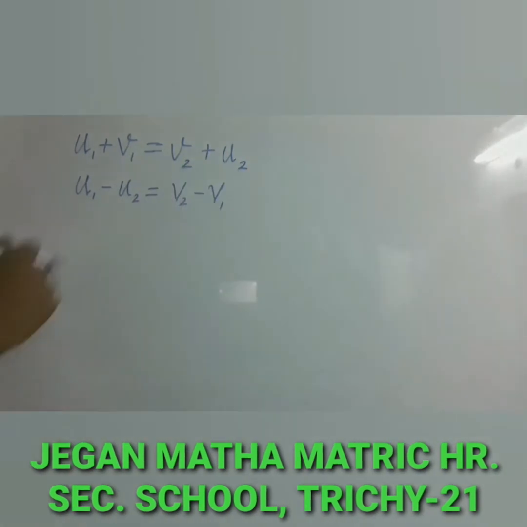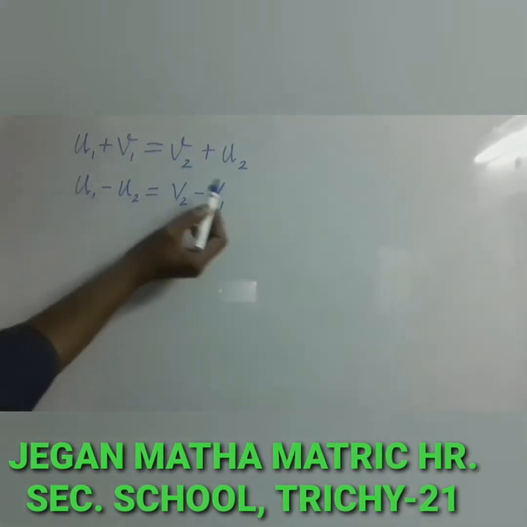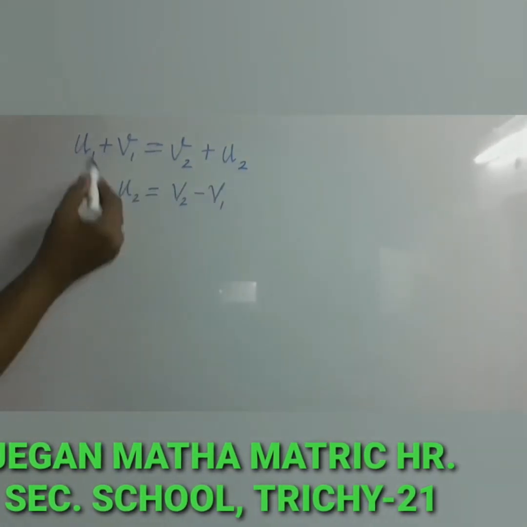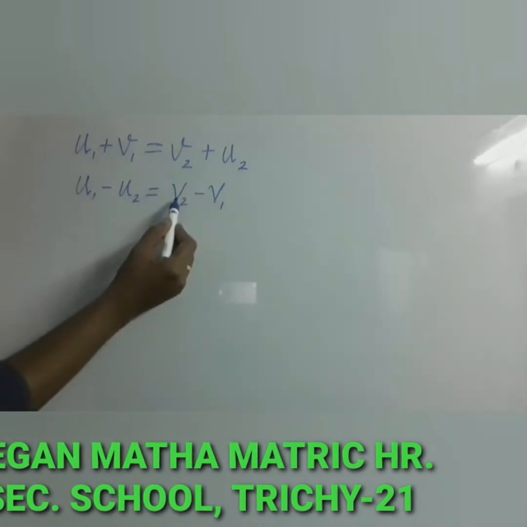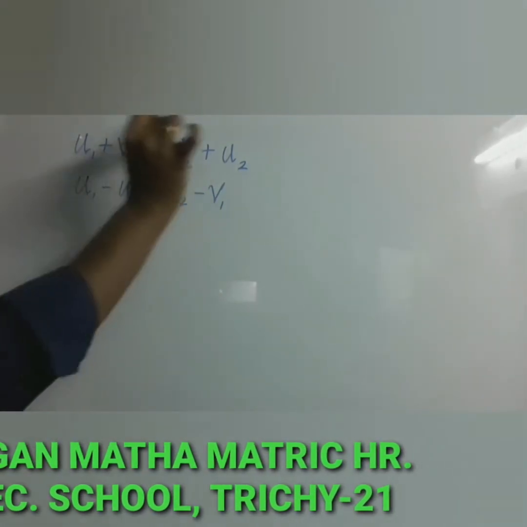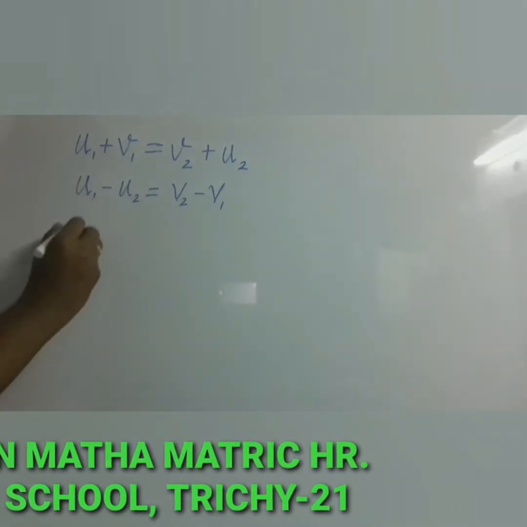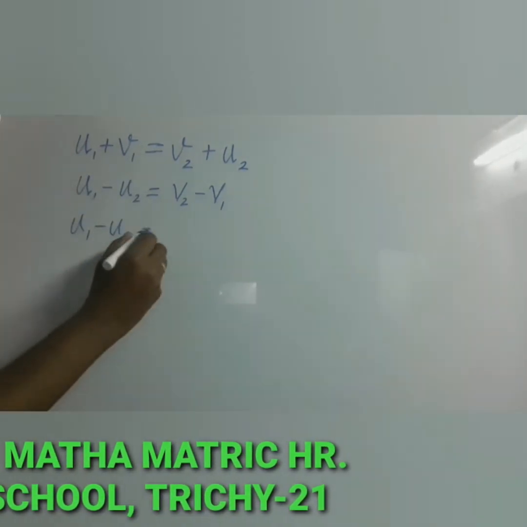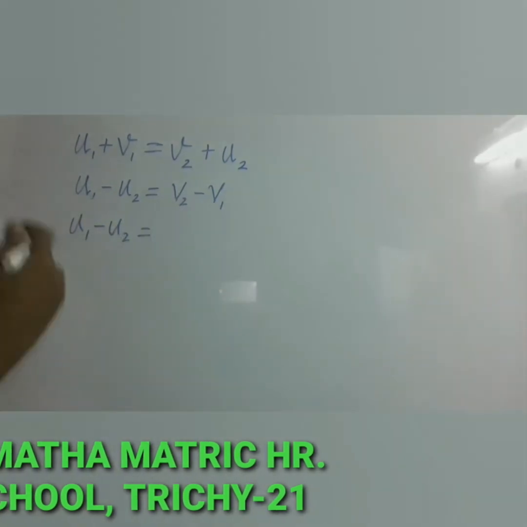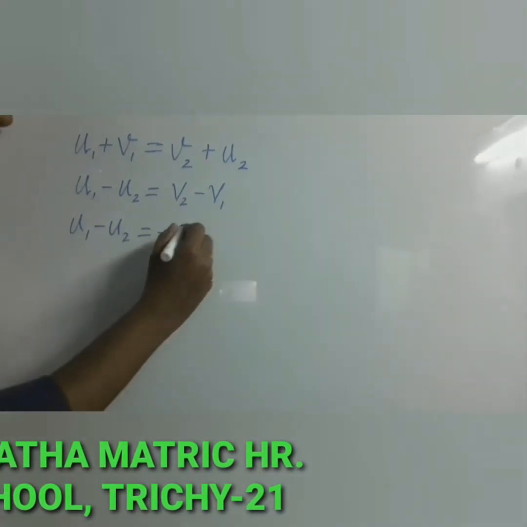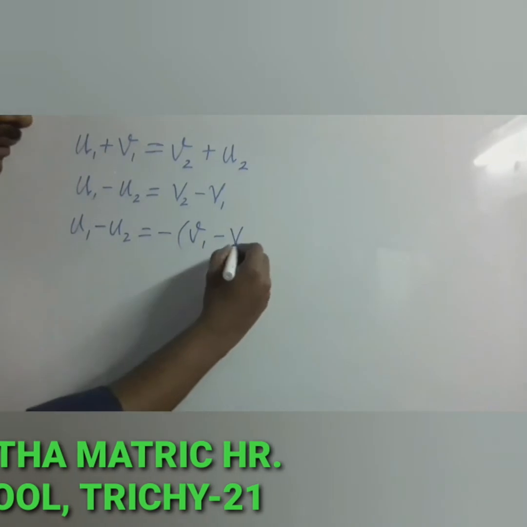We can rearrange that expression like this. u2 can be taken to the left side, so u1 minus u2 is equal to v2, and v1 can be taken to the right side, so minus v1. Further it can be rearranged like this. u1 minus u2 is equal to, minus can be taken outside of that expression. So how can we write this? v1 minus v2.